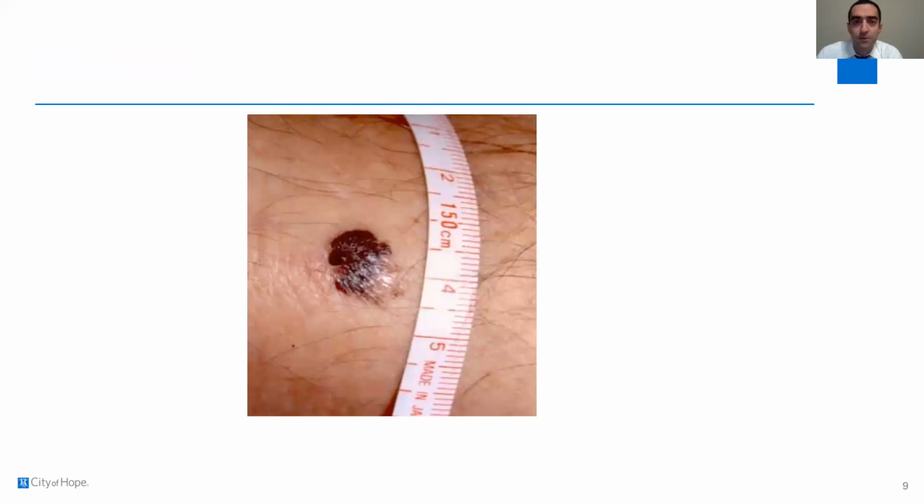This is what a melanoma looks like. It's darker than the squamous. The squamous cell is red. The basal cell, again, is rubbery, waxy. The melanoma is darker. It's a dark pigment. And it's irregular in size. So that's how it commonly looks.